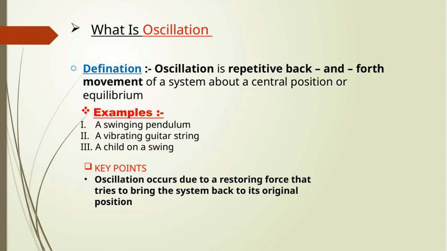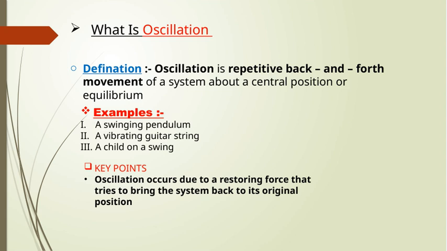So, what exactly is oscillation? Well, oscillation is really just a repetitive back-and-forth movement of a system around a central point, or what we call an equilibrium position. Think of it as something swinging back and forth or vibrating regularly. For example, a swinging pendulum, a vibrating guitar string, or even a child on a swing. These are all classic examples of oscillations.